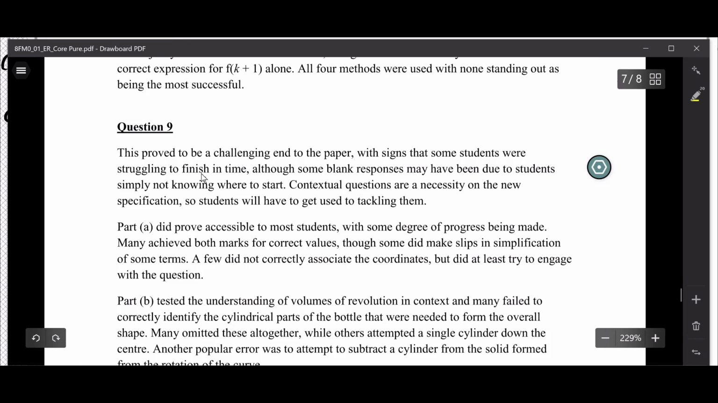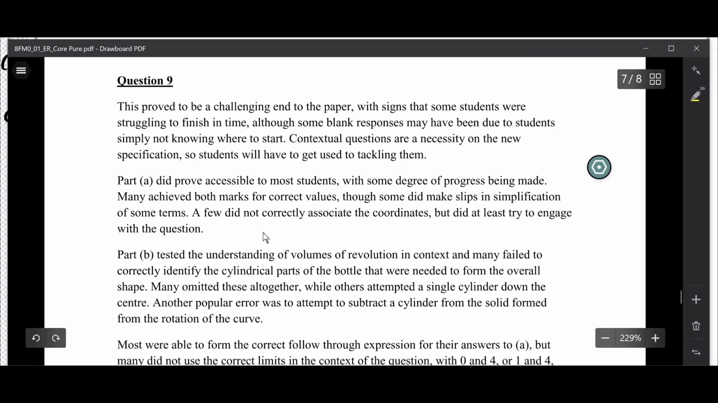Examiner report wise, question 9, this proved to be a challenging end to the paper. I didn't think it was that hard, but there were signs that some students were struggling to finish in time. Although some blank responses may have been due to students simply not knowing where to start. Contextual questions are a necessity on the new specification, so students will have to get used to tackling them. So that's a bit blunt, but okay. Part A did prove accessible to more students, with some degree of progress being made. Many achieved both marks for correct values, though some did make slips in simplification of some terms.